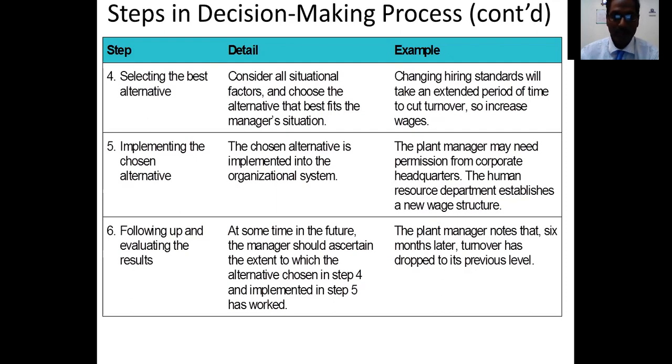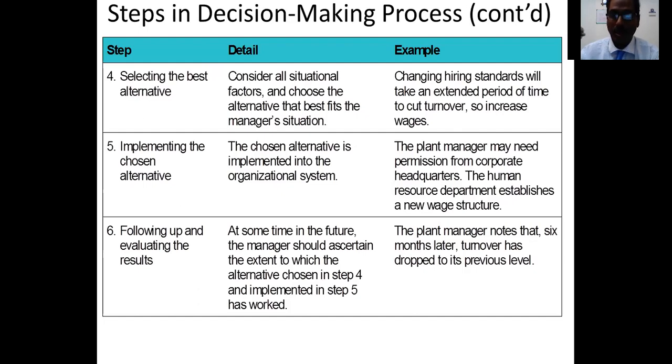At some time in the future, the manager should ascertain the extent to which the alternative chosen in step 4 and implemented in step 5 has worked. The plant manager notes that in 6 months' time, turnover has dropped to its previous level. So the increased 5% of turnover has been reduced to what he normally used to have. This happened within 6 months' time. In other words, the decision taken by the manager is very effective.